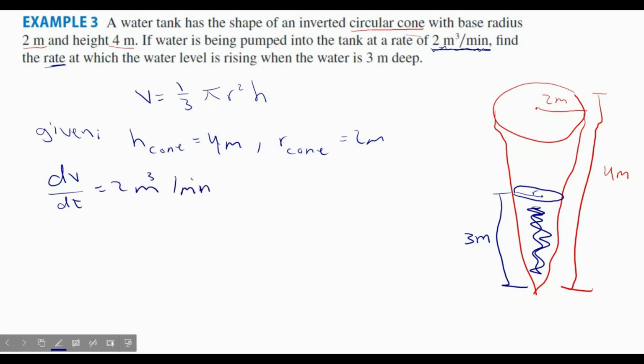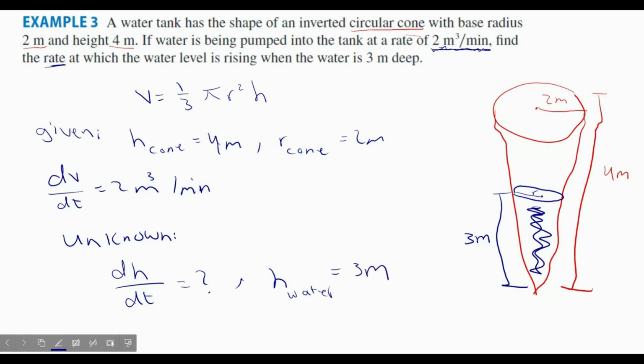Now we have to find the water. This is what is unknown. In fact, we have to find the rate at which the water level is rising. So this depends on the height, but the rate of the height with respect to t, what is it? We don't know. Also, we are given that the height of the water is 3 meter.